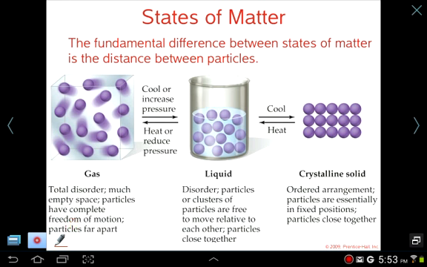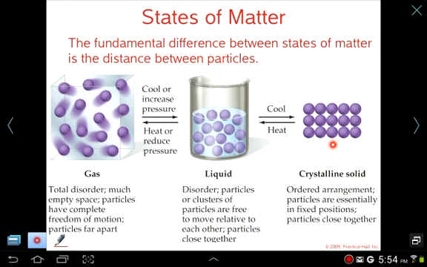In a liquid, there is also disorder. However, the particles are attached to one another, you can say. There are forces operating between the molecules, keeping them together. So they are close together.